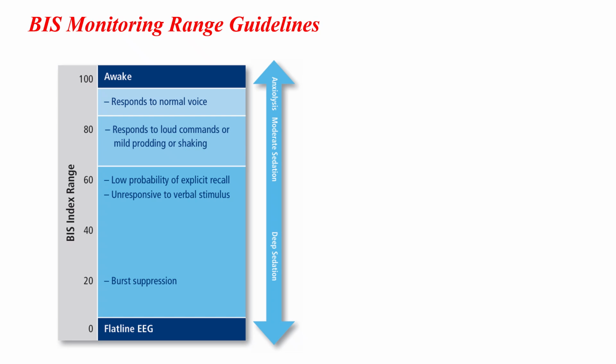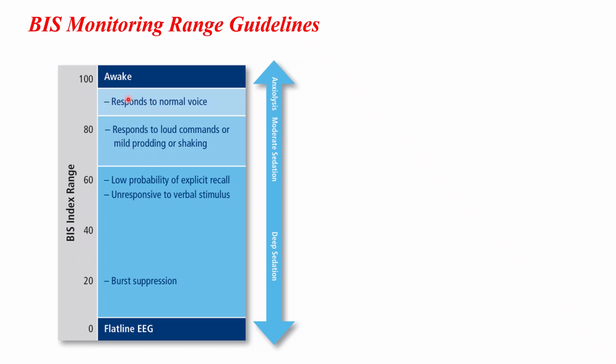Next is BIS monitoring range guidelines. The BIS monitor provides numerical values from 0 to 100 that reflect the patient's level of consciousness or sedation based on the brain's electrical activity. This helps clinicians adjust the use of sedative drugs appropriately to keep patients safe. In this image you can see a chart that corresponds to the different ranges of BIS numbers from 0 to 100.